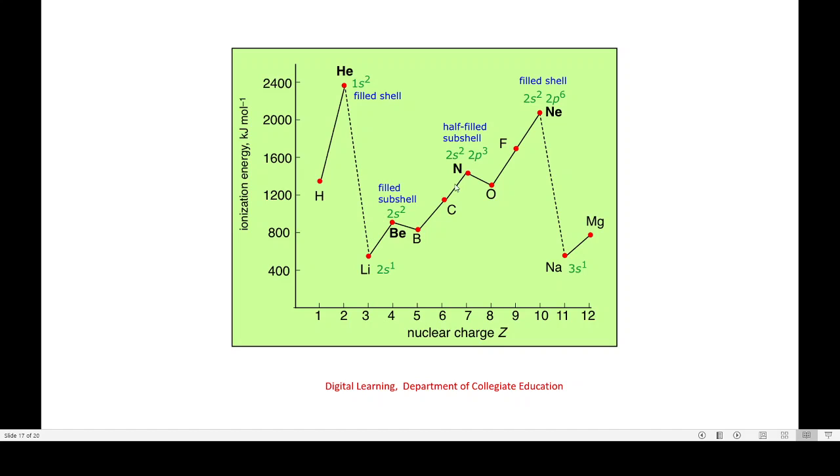The same is also true with nitrogen and oxygen. Here we expect oxygen to have more ionization energy with respect to the trend, but nitrogen has the higher ionization energy because of the half-filled subshell. And in the case of neon, that is the inert gases, because of the completely filled ns2 np6 octet configuration, the ionization energy is very high.